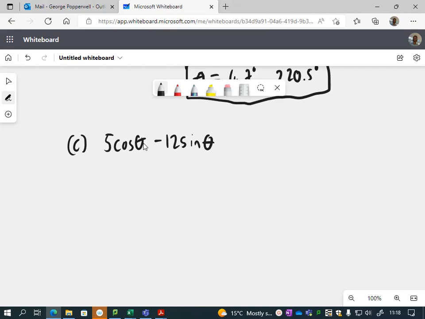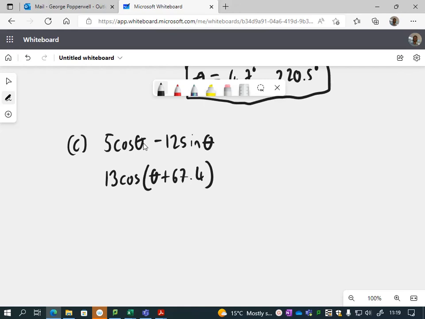Well, this can be rewritten, as we know from our part A, as 13 cos(theta plus 67.4). It may have actually just said straight away what is the minimum and maximum value of this, but it's the same thing. If they said what's the minimum and maximum value of 5 cos theta minus 12 sine theta, you're just going to rewrite it as this anyway, because this is much easier to deal with. This is why this is a great technique using the R method.